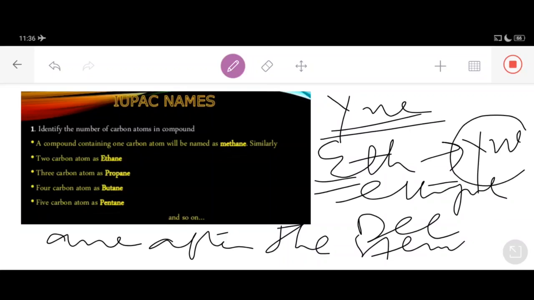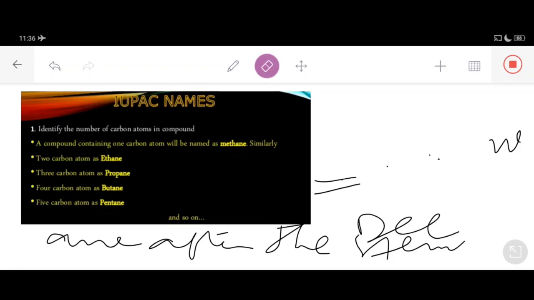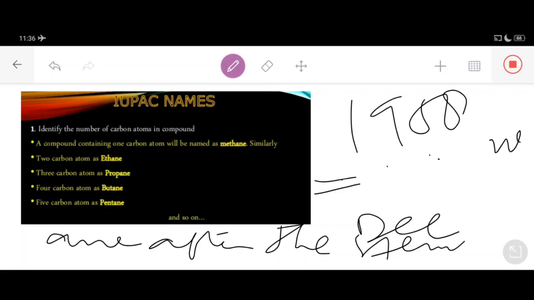These were some of the rules for how we can give names to the carbon compounds, and that is in accordance with the IUPAC nomenclature. IUPAC is the International Union of Pure and Applied Chemistry, which was framed in 1958. So according to IUPAC, you are supposed to give names to the carbon compounds.